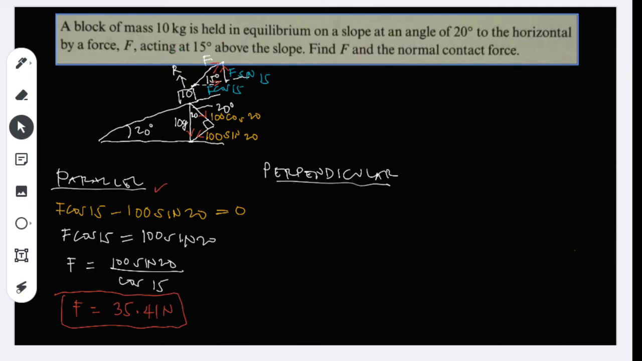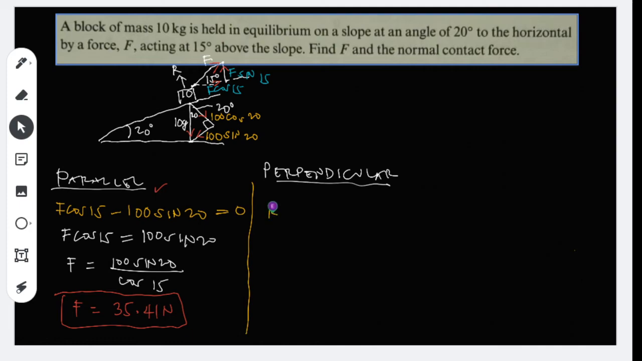We're going to consider the R because that is one of the unknowns. This is the other unknown, the normal contact force. Now look at the direction. The R is going upward. Same thing with the component here. And the other one is going in the opposite direction.